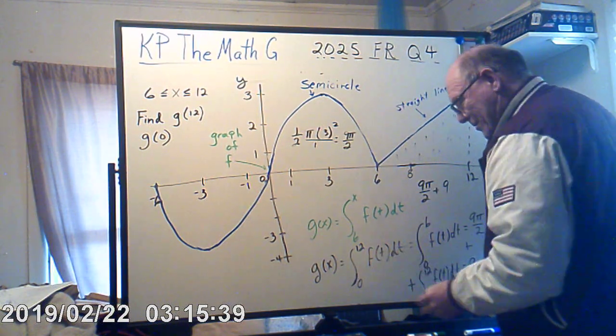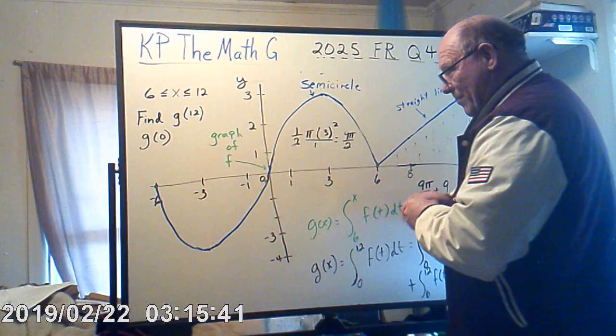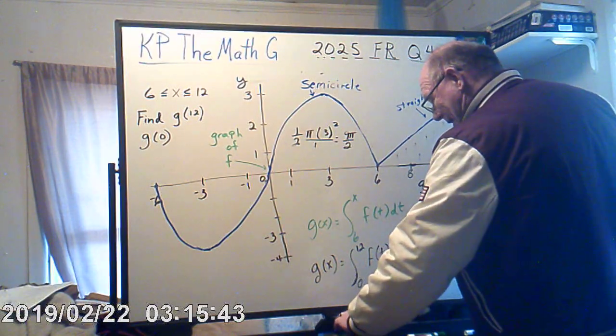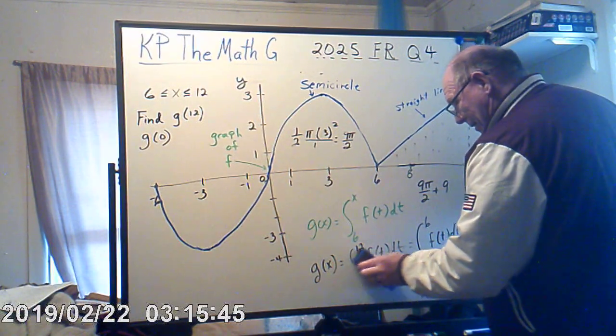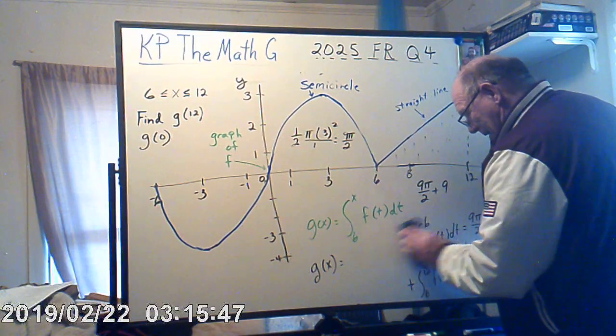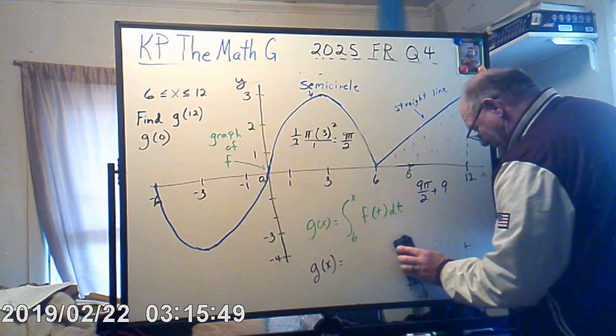That's if you had to go from 0 to 12. That wasn't one of the problems, but that could very easily have been one of the problems. Let me give you something here.